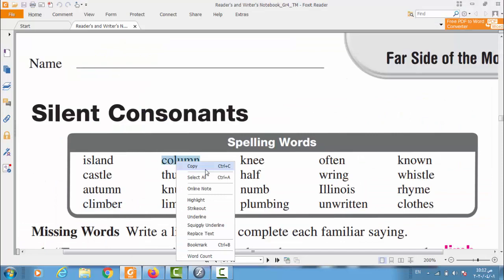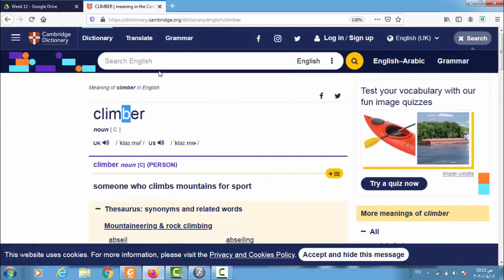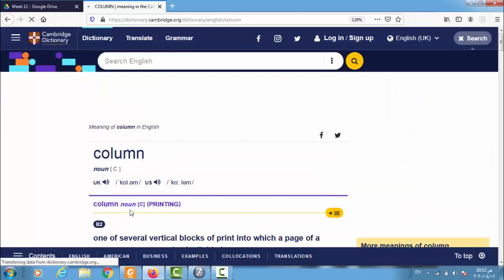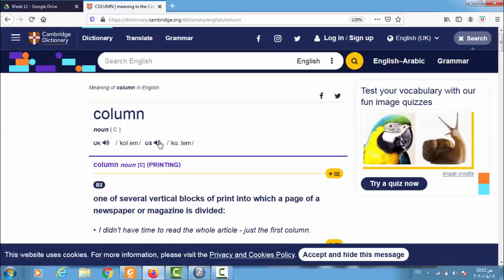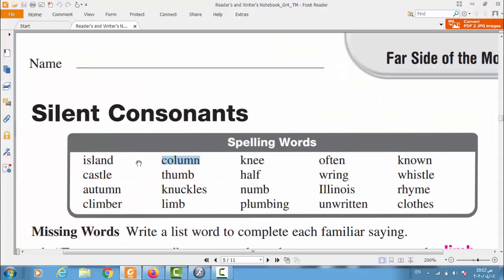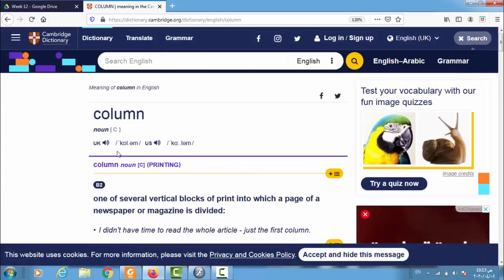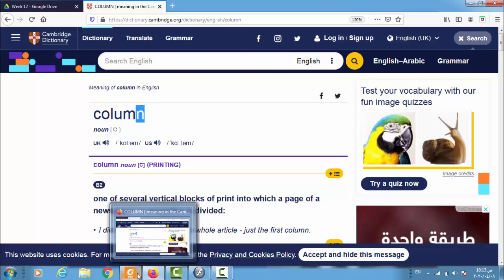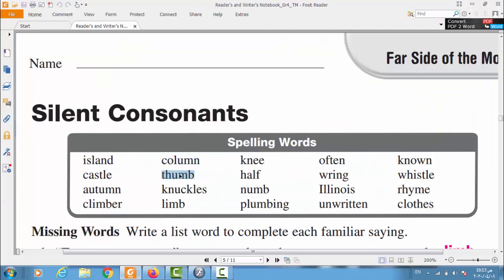The second one. Column, like this column, for example, I have got here. This is the first column, this is the second column, this is the third column, the fourth one, and this is the fifth and last one. This is the meaning of column. And in column, you will find that the N at the end is a silent consonant. The next one.